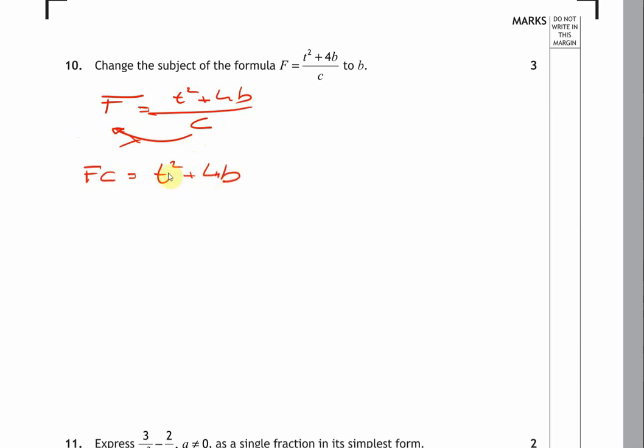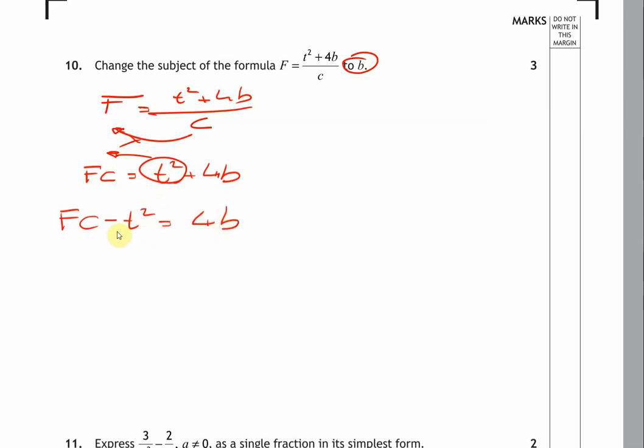Now the next thing that we'll do is we'll get rid of what I would call the loose ends. So nothing is attached to the B, because B is a thing that we are trying to isolate by itself. So I'm going to take this T squared across to the other side. I'm taking the entire thing. So this is going to go over as minus, because it's plus on this side. So we have FC minus T squared equals 4B.